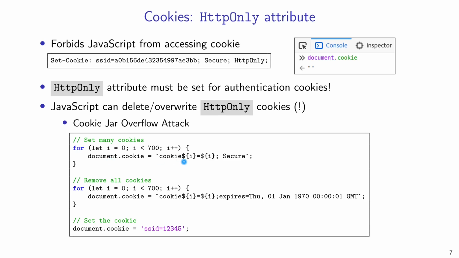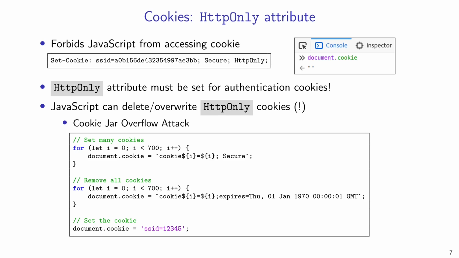This JavaScript code will create 700 cookies, and then this loop will delete the created cookies, effectively clearing all cookies for the website. Once HTTP-only cookies have been pushed out, we can create a non-HTTP-only cookie with the same name and scope, effectively overwriting the HTTP-only cookie. How can the attacker benefit from the cookie overwriting attack? We have already discussed this before.